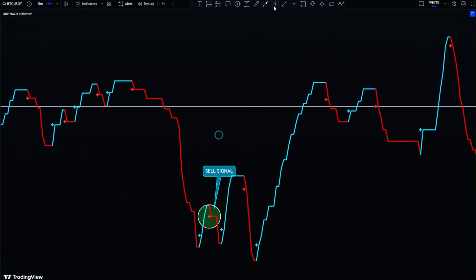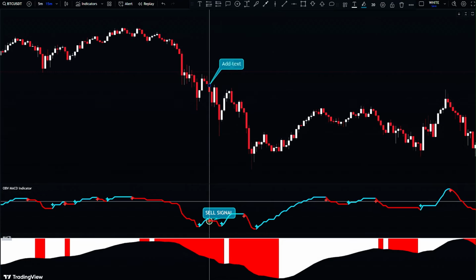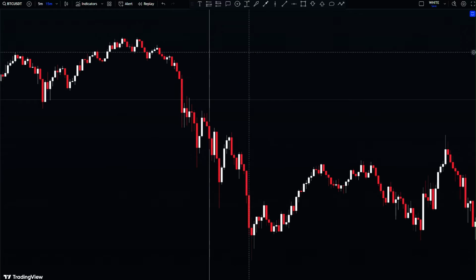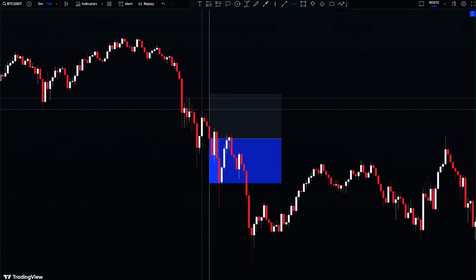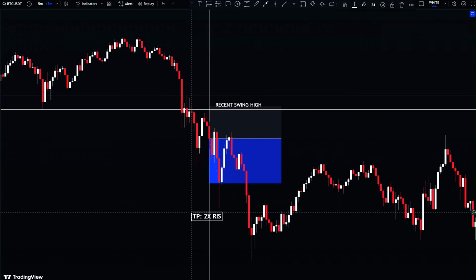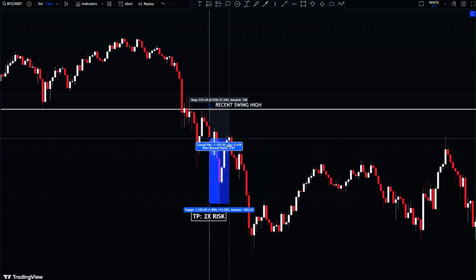And when the OBV MACD indicator gives a sell signal, locate the signal candle by drawing a vertical line. Check the MACD for a red column or area indicating bearish momentum. Once confirmed, open a short trade. Protect your trade by setting a stop loss just above the recent swing high. Calculate the take profit level at twice the trade's risk for a solid reward while managing risk.